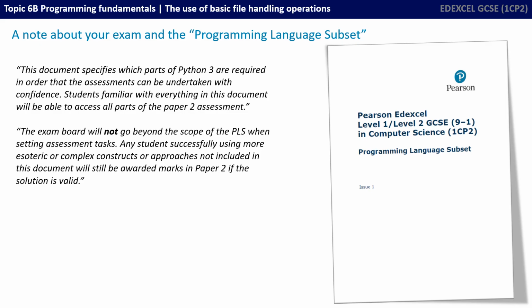So the exam board at Edexcel have released a document that they call the programming language subset, which you can see here on the right. This document specifies which parts of Python 3 are required in order that the assessment can be undertaken with confidence. Students familiar with everything in this document will be able to access all parts of the Paper 2 on-screen assessment. The exam board will not go beyond the scope of this document when setting any questions in the Paper 2 exam. Any students who do successfully use more complex methods, which are not included in the document, will still, however, be awarded marks.